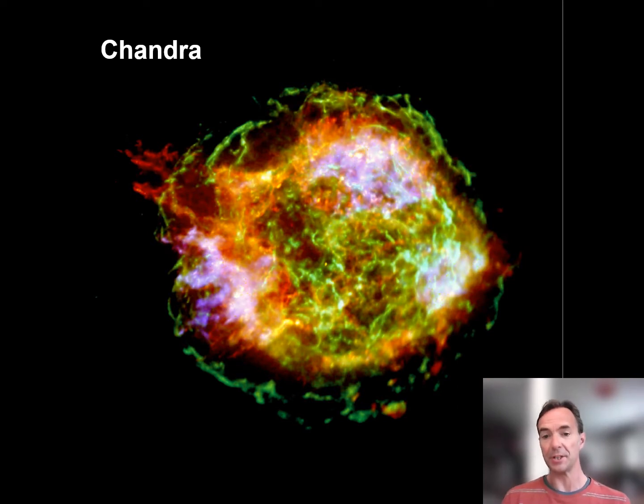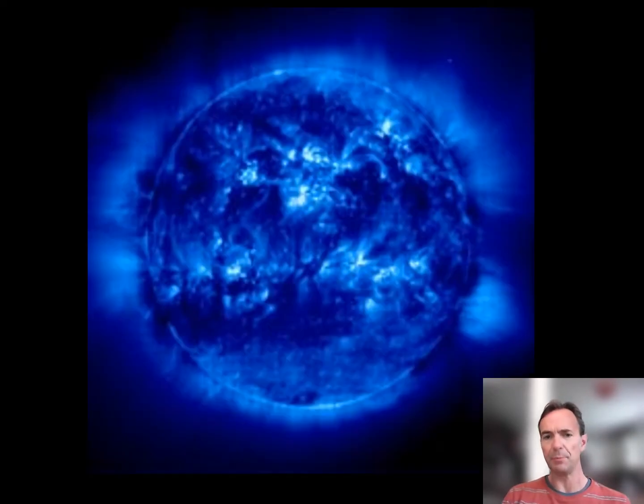Chandra is a type of X-ray telescope, and this is a supernova remnant. These are the false colours in here, of course, and these are all X-rays. So these are different hard X-rays and soft X-rays, which are high energy and low energy X-ray emission.